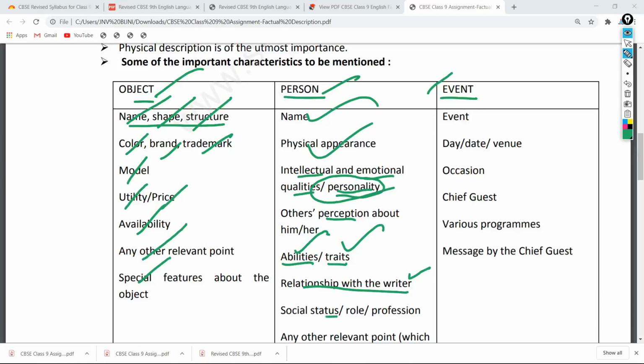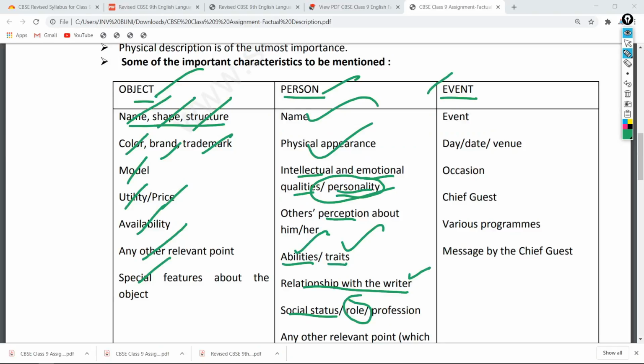Then you go on writing about the social status, the role, the profession. So Mahatma Gandhi, he was a politician. He was a selfless person, and he was a devotee for everybody because of his mental qualities. And any other relevant point which you feel is to be written or mentioned.